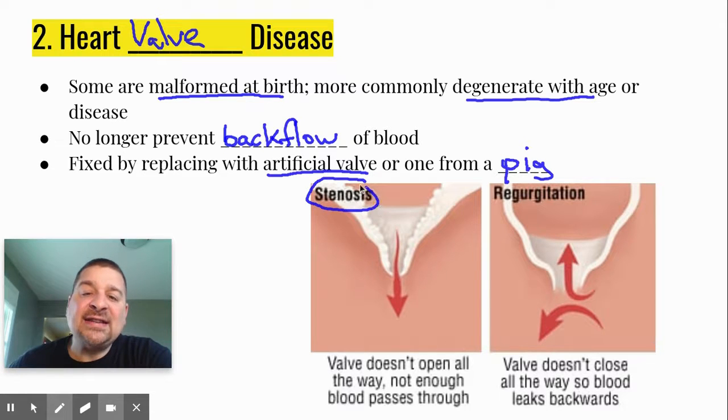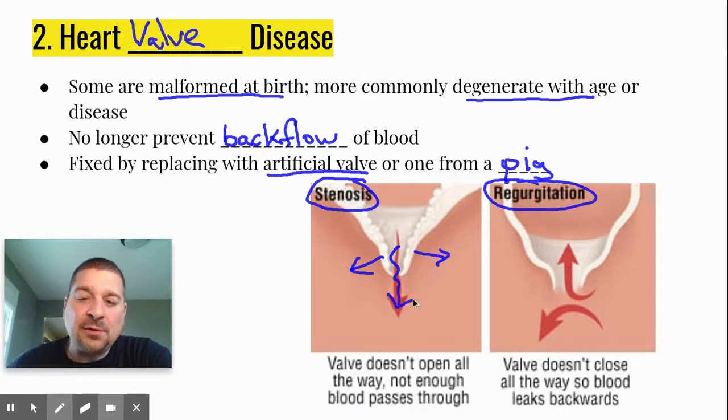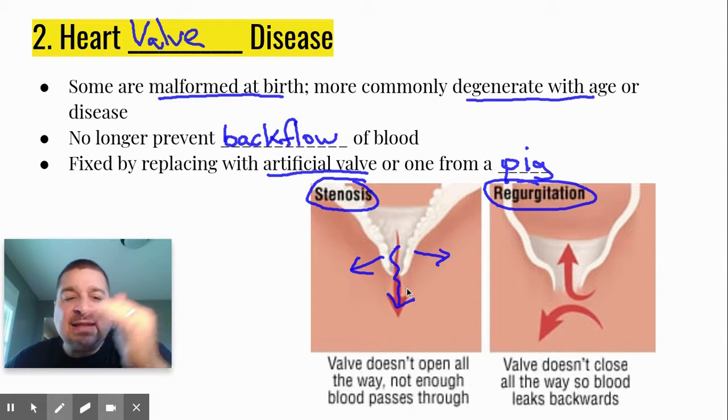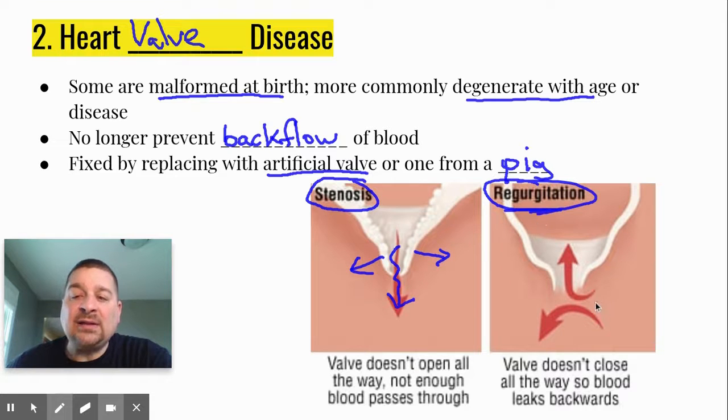Some terms you might see with that are stenosis or regurgitation. Stenosis is where the valves do not open up all the way, so you're not getting enough blood through here. It's like they're closed off, and it's going to make your heart not function as well, not get as much blood pumped through. Regurgitation is when the valves do not close properly, and you get a backflow of blood. So you may see stenosis or regurgitation if you know someone or ever have heart valve problems yourself.